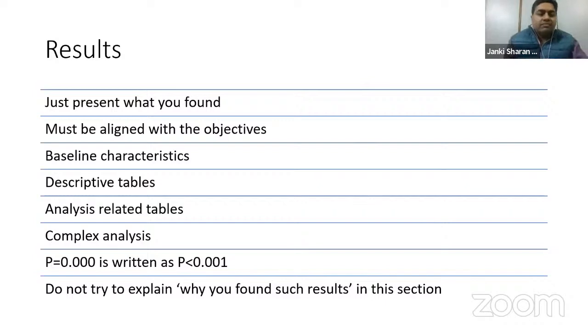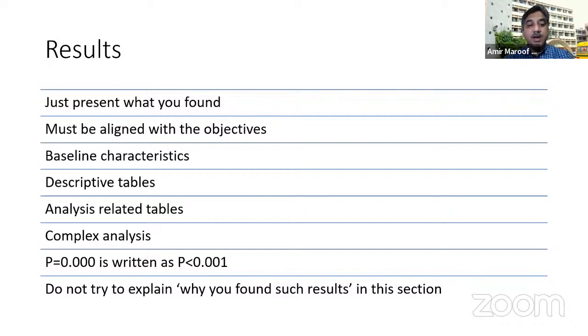So these analysis related tables are basically the statistical analysis related tables that we show later on. And then the complex analysis like regression, survival analysis, curves and all. So some complex analysis we present at the end. We don't write these things at the beginning, like we start the results and first we write regression, we did the regression and we found that. It always starts with baseline characteristics. Then we go on to write the descriptive tables. Then we go to the statistical analysis related tables, and then the complex statistical analysis at the last.